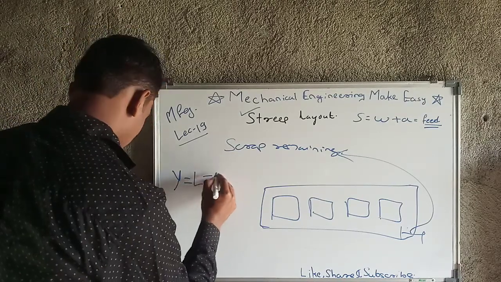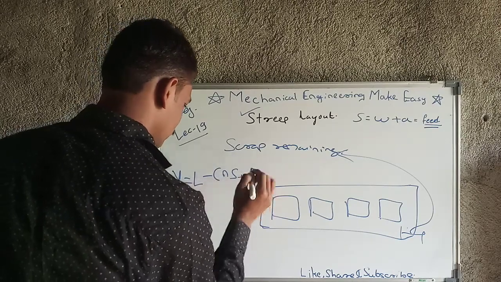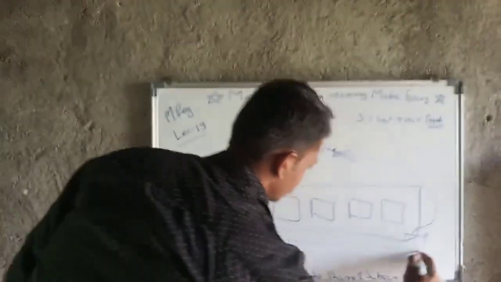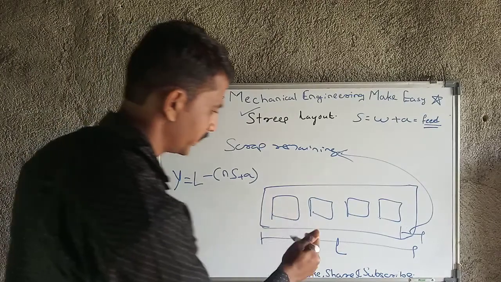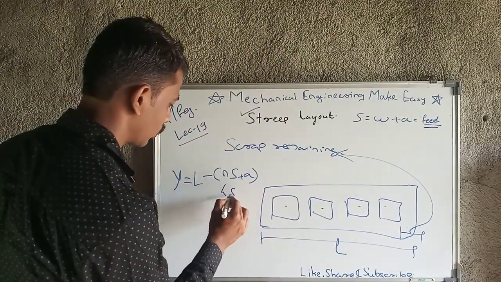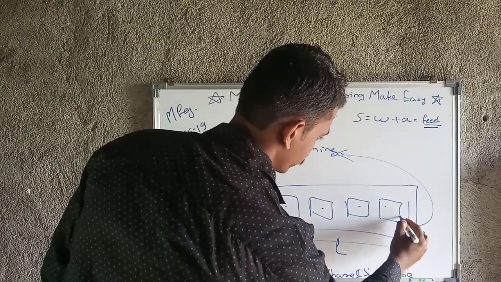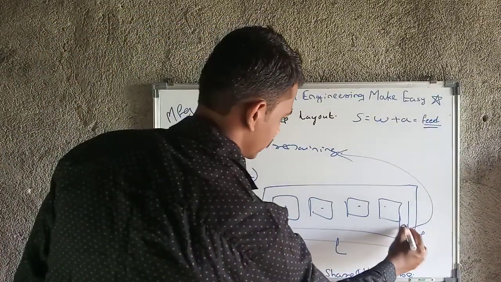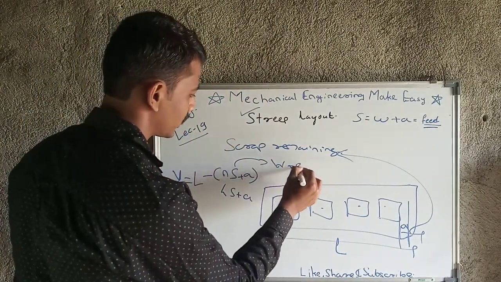to L minus (ns plus a). Okay, L minus (ns plus a). How did this formula come? This total is L. n times s means n times we have given feed. For example, 1 2 3 4, 4 times we have given feed, so this is 4s plus a. This a is nothing but at the end also we have to give some margin, and that is nothing but here a, because s is nothing but W plus A.